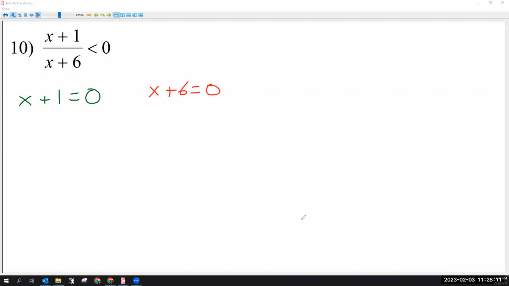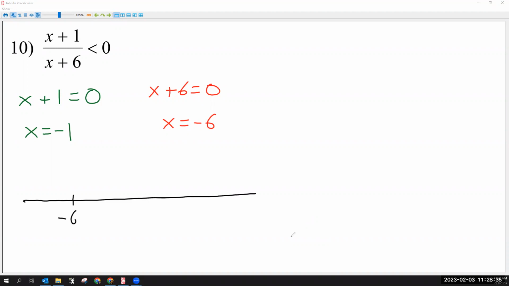Now, for the top, what value would I get if I solve that? So x equals -1. And then for the bottom, okay. So I'm going to make my number line. Let's see here. Which one's going to be on the left? -6. So here's -6. And here's -1.